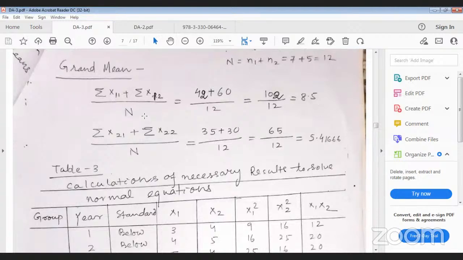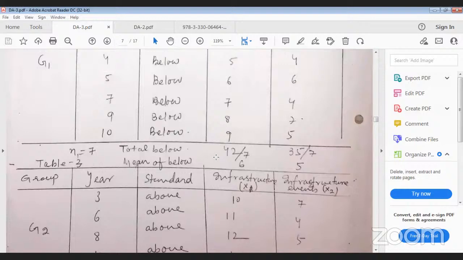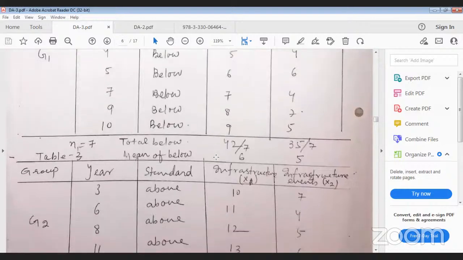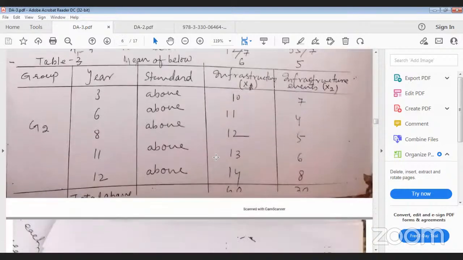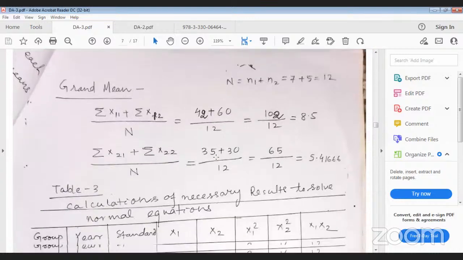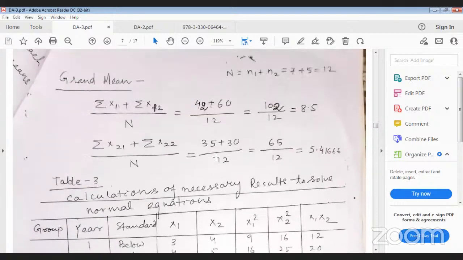That is the grand mean for the x1 group. Similarly for the x2 group, the total for below is 35 and for above it is 30. So 35 plus 30 divided by 12, and you are getting 5.4166. That way you get the grand mean for the x1 group and x2 group.